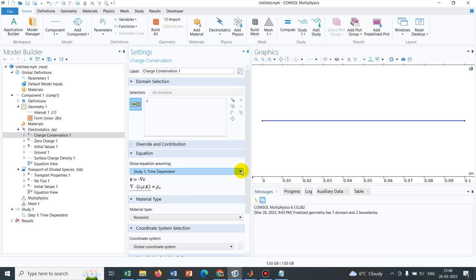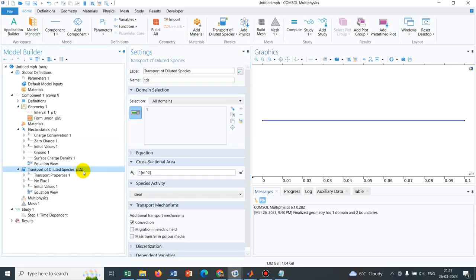And how exactly we will calculate the space charge density or rho V from this transport of diluted species, that I will discuss today in detail. So initially let us consider in this solution space, that is on that line, we have an electrolyte, say a single mono electronic electrolyte.